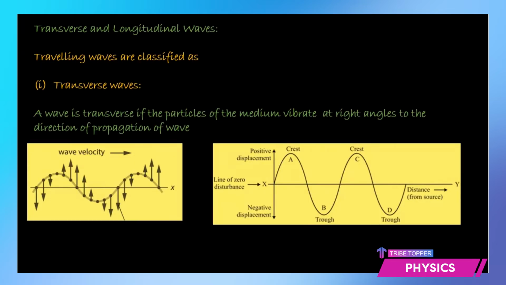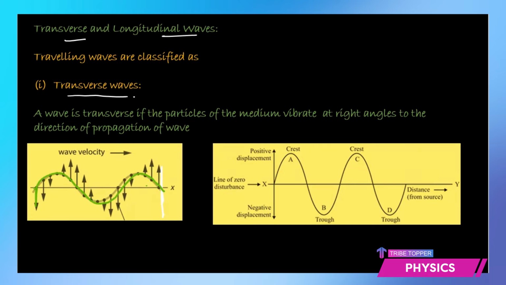The traveling waves can be classified as transverse and longitudinal waves. So the first one is a transverse wave. Just as we talked about, you give a jerk to a rope which is tied at one end to a rigid support. You know how the wave is going to travel. It will travel all the way from left to right. But what you see is that the wave is going up and down, up and down.